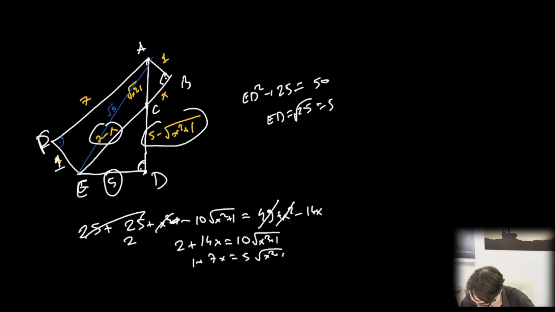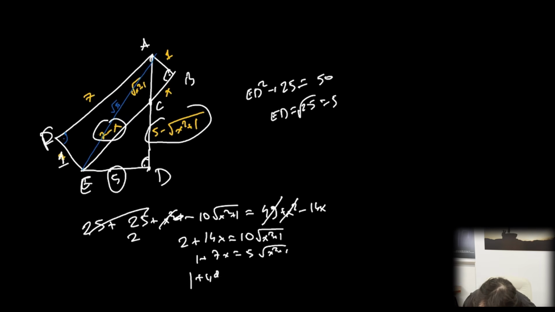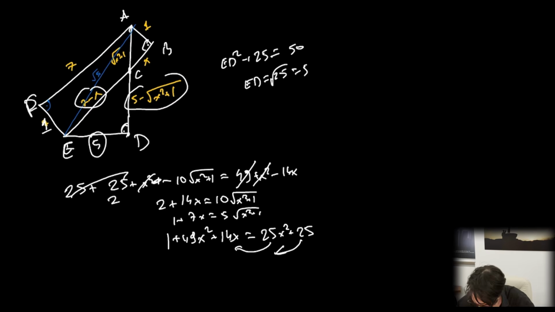And now, okay, what do we do? Well, we say we gotta square again. We have then 1 plus 49x squared plus 17x is 25x squared plus 25. Okay, we move everything here, and we'll get what? We'll get 25, so it's 24x squared plus 14x minus 24 is equal to 0.